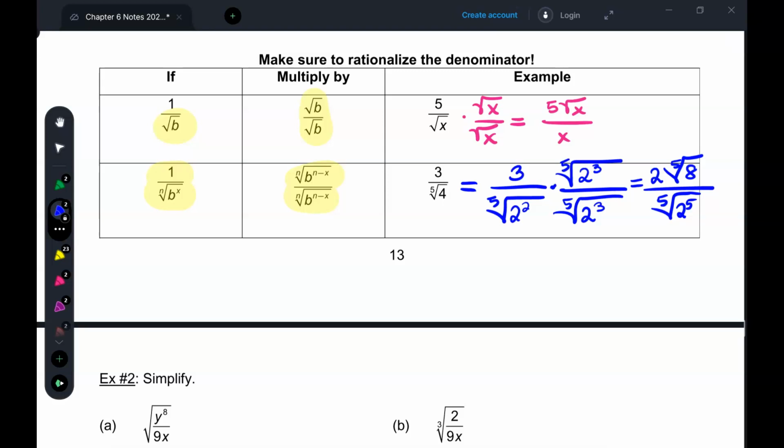Okay, why was that important? What am I trying to get rid of on the bottom? The radical. So if I have the 5th root of something to the 5th power, what do I end up with just in the denominator? 2. Just 2. Oh, I'm sorry, nobody caught that. I put a 2 in front here. This is supposed to be a 3.